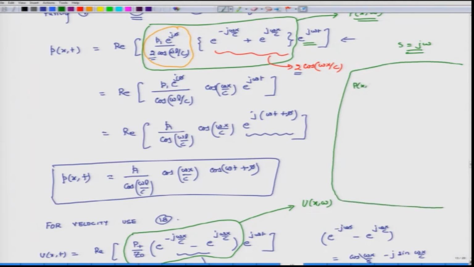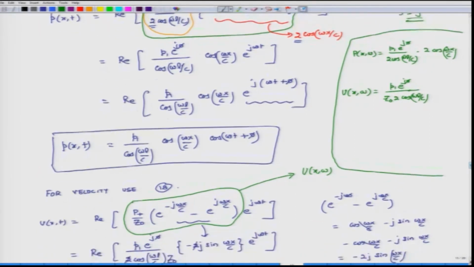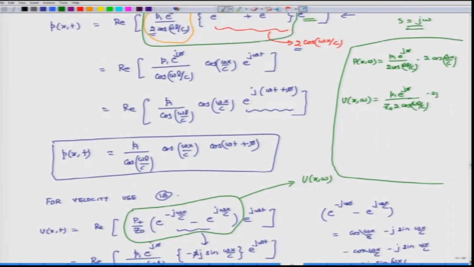So, p x omega is equal to p1 e to the j phi divided by 2 cosine omega L over C, times this entire thing, 2 cosine omega x by C. And the complex velocity amplitude u x omega is equal to p1 e to the j phi divided by z naught 2 cosine omega L by C, and then of course I have to multiply by minus 2j sin omega x over C.